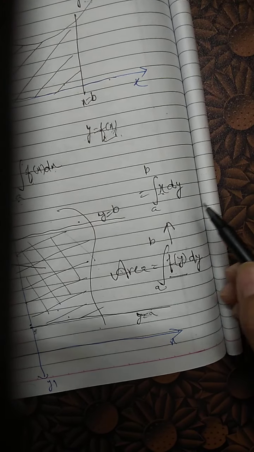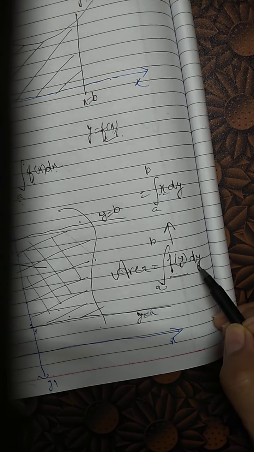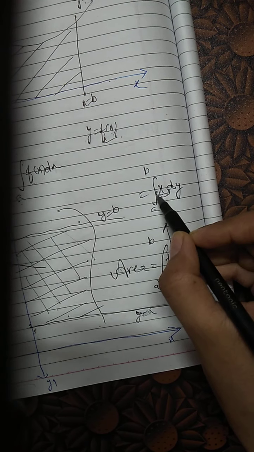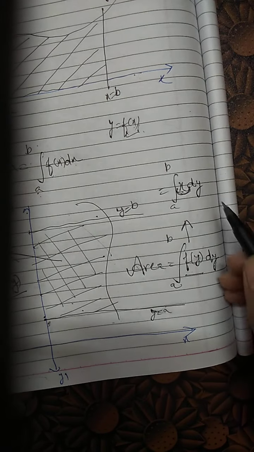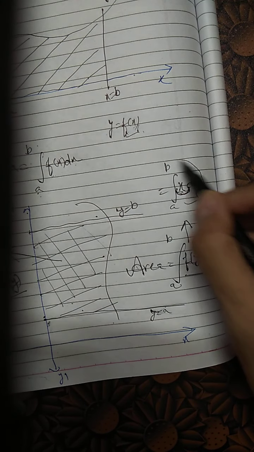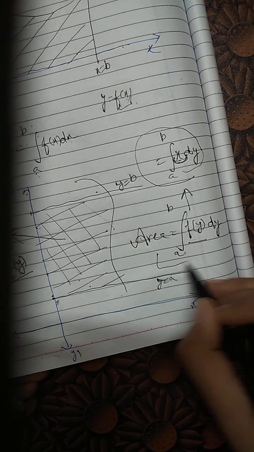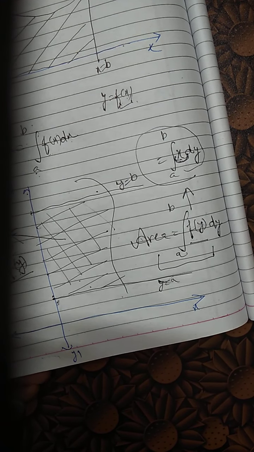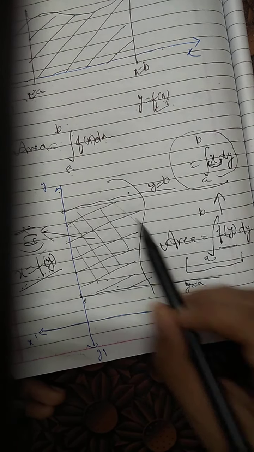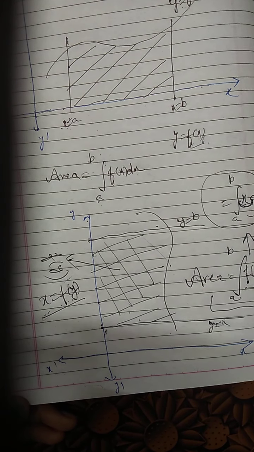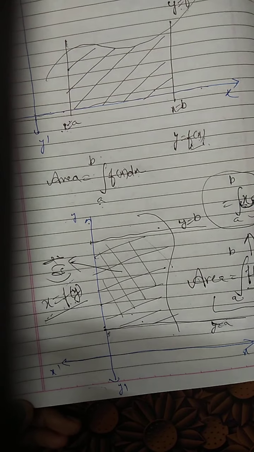because what is x? x is actually f of y. Okay, so it will be f of y dy. Don't think that this x is a variable. This x is actually this curve f of y only. So it is not necessary that you write it in this form. You can always write the integral in this form, f of y dy, with limits from a to b, where a is the line y equals a and b is the line y equals b. Clear?